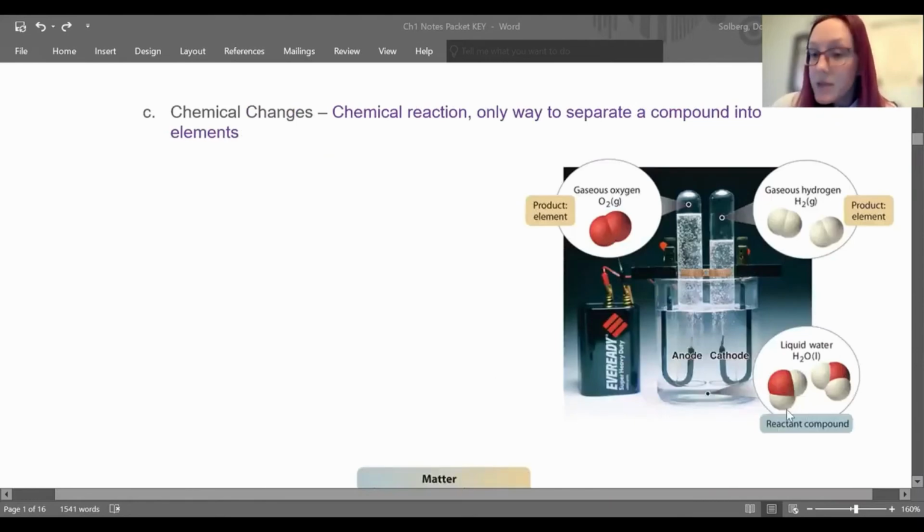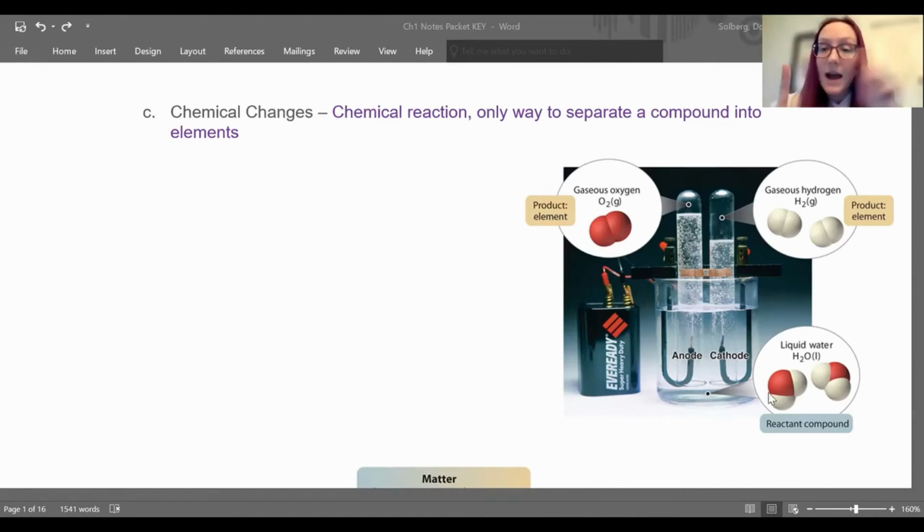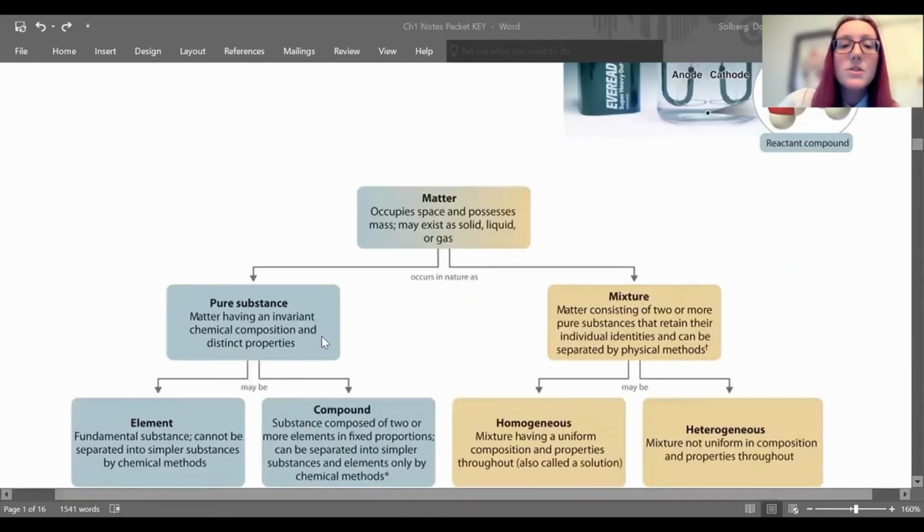For example, if you have liquid water, I can undergo a process called electrolysis, essentially running a current through it, and get it to separate into its two elements, hydrogen and oxygen. That's what this is showing here. Once I get them to separate, I get H2, that's how hydrogen exists, and O2, that's how oxygen exists over here. That is one method of chemical separation. If you're trying to separate the elements in a compound, that would be some type of chemical reaction.